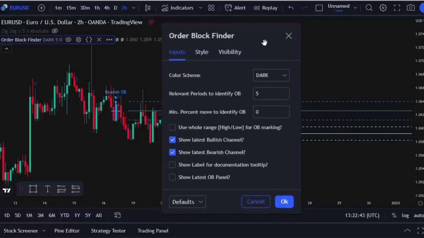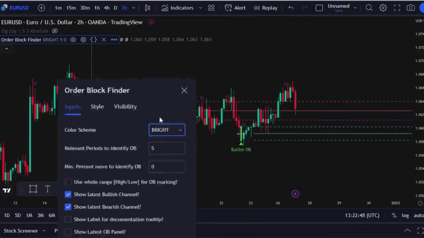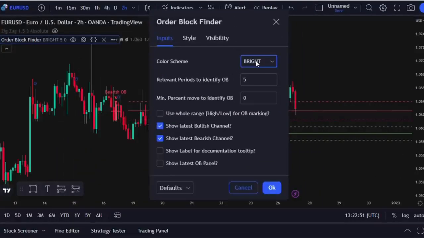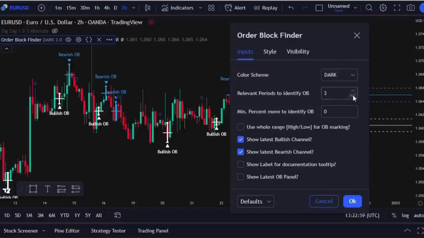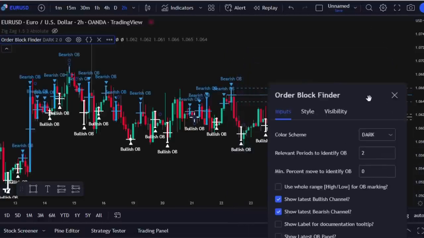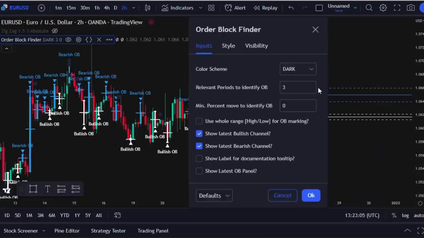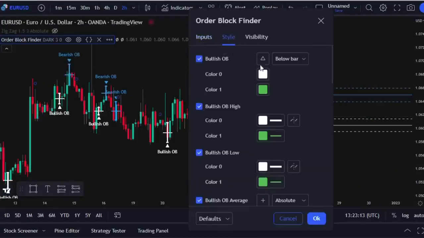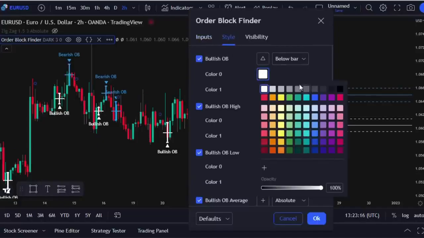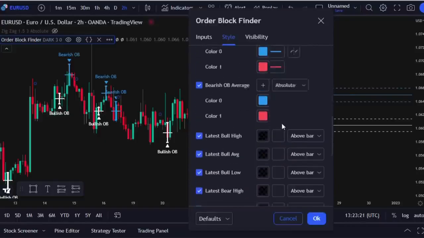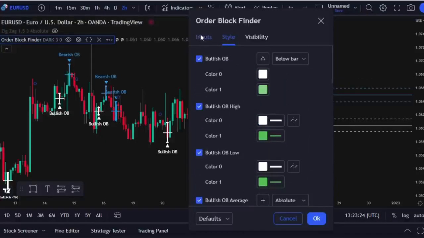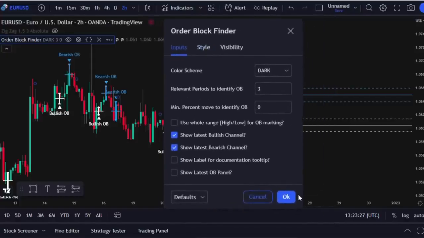In the first tab, you can change the indicator's color scheme. There are two options for that, dark and bright. I personally like a dark theme because, as you can see, my chart is dark. In the second tab, the relevant periods, you can choose how many order blocks you want to see on the chart. I'd personally like to have 3 here. If we come over to the Style menu, you see these tabs, where you can change the color of texts or lines of order blocks on the chart, if you really want to, but as we don't really need them, I'm going to skip this and click on the OK button.